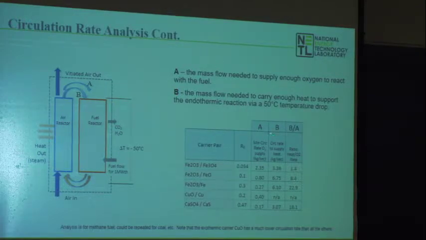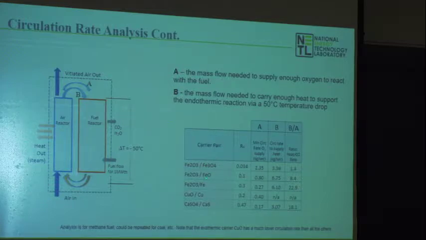So my quantity A here is the circulation rate I need just to supply oxygen to burn up the fuel. That's this column right here. This is the particular carrier pair, meaning the oxidized state and the reduced state. So for iron, you go through several different reduction states to magnetite, to wustite, and then finally to iron. Those are the different oxide states starting from the top here at hematite.